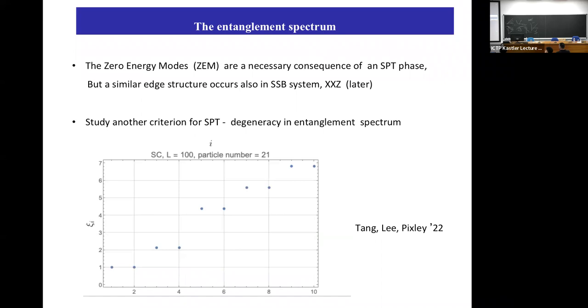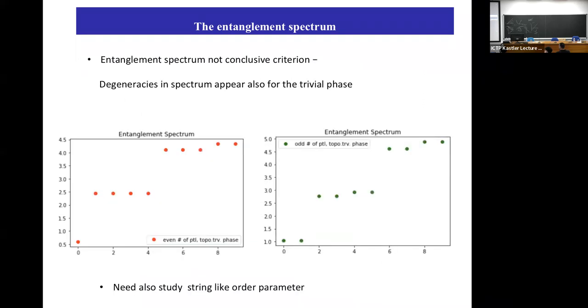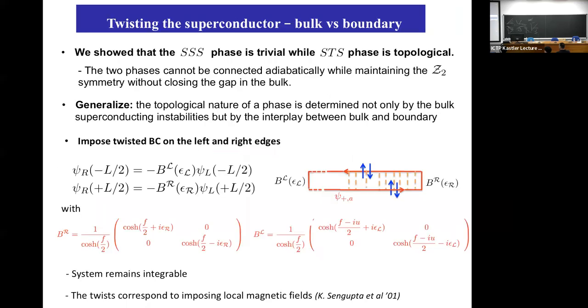We also, to make sure that this is indeed an SPT phase, calculated the degeneracies in the entanglement spectrum, which come out beautifully. However, to our surprise, when you do the same type of calculation in the trivial phase, you also find degeneracies. So this is probably not a very sharp criterion, and you have to resort to more checks. Okay, now I'm coming to the main part, the main half of the first part.